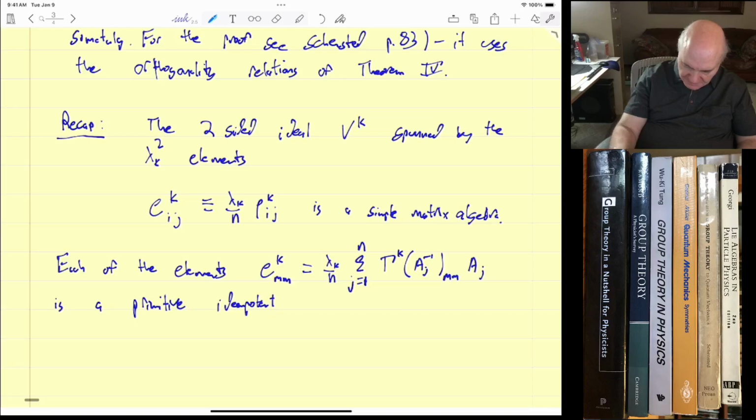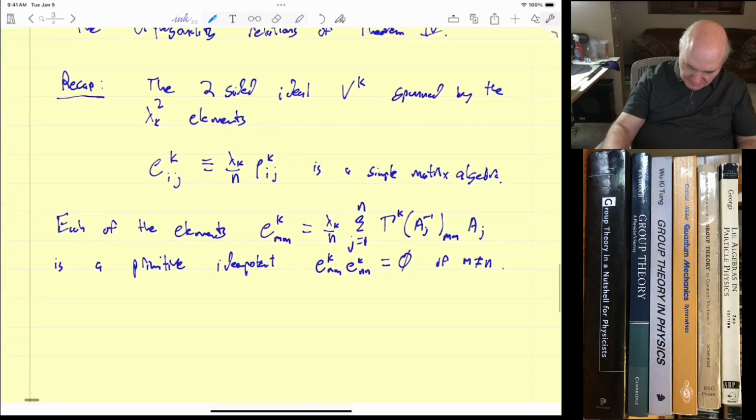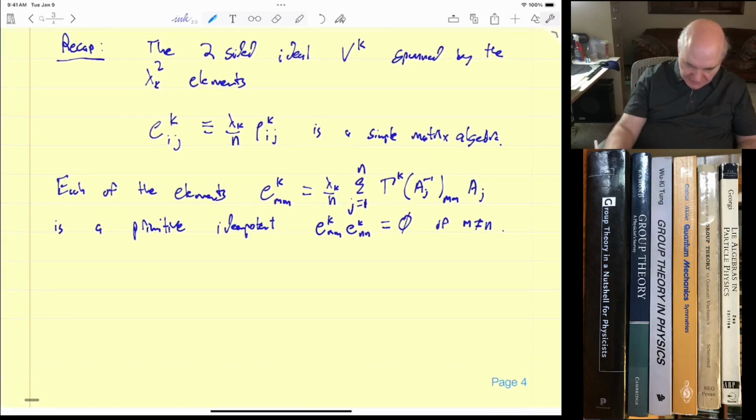So E^k_mm E^k_nn is equal to the null element in the group algebra if m is unequal to n. Okay. And it's equal to E^k_mm, or the identity element, if m is equal to n.